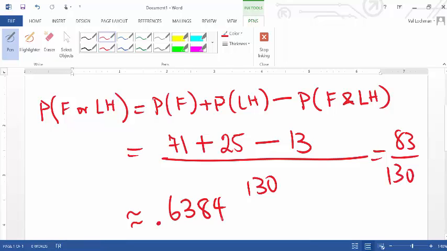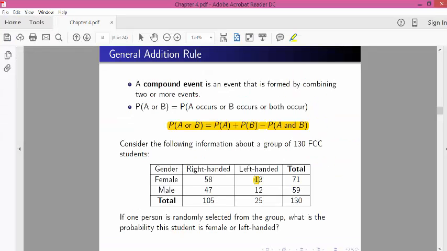So again, the most common mistake that can happen here is not subtracting this part right here. Okay, gotta think about it. Can this happen both at the same time? Female and left-handed. Are there students that are both female and left-handed? And the answer is yes. How many? Well, let's see, 13 of them. Okay, so this is your general addition rule.